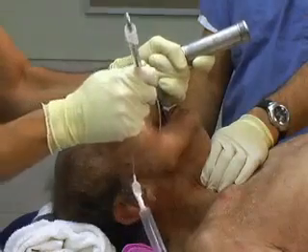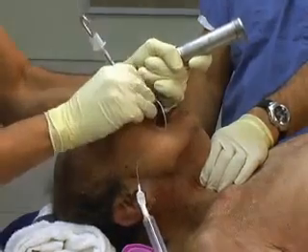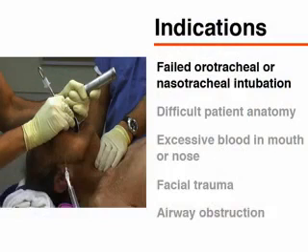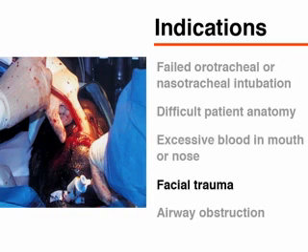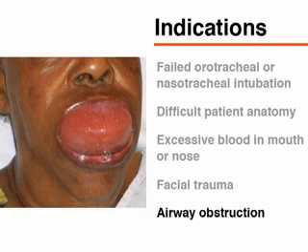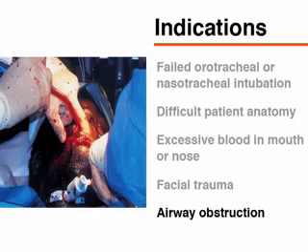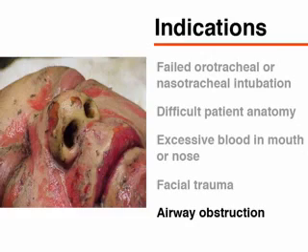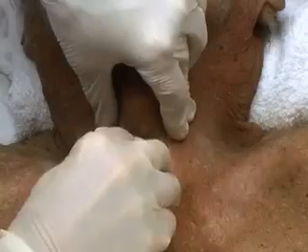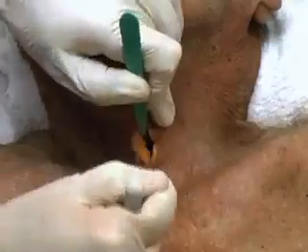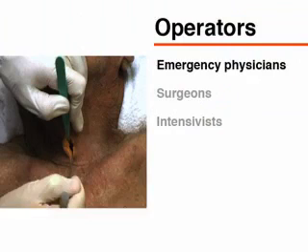The major indication for cricothyroidotomy is the inability to establish an airway by orotracheal or nasotracheal intubation. Failure to secure an orotracheal or nasotracheal airway may be due to factors such as difficult patient anatomy, excessive blood in the mouth or nose, massive facial trauma, or airway obstruction due to angioedema, trauma, or burns, or a foreign body obstructing the airway. Whenever possible, cricothyroidotomy should be performed by physicians fully trained and skilled in carrying out the procedure. For example, emergency physicians, surgeons, and intensivists.